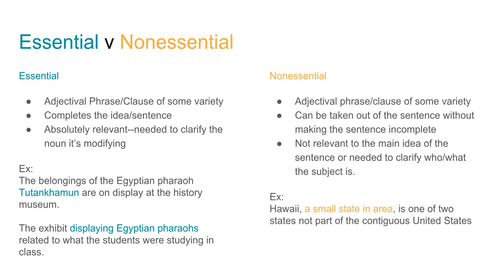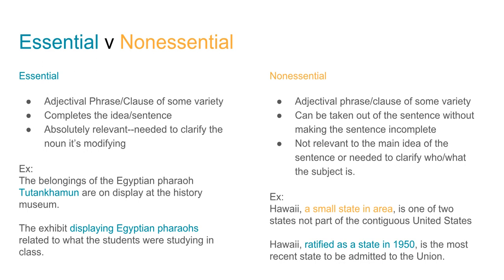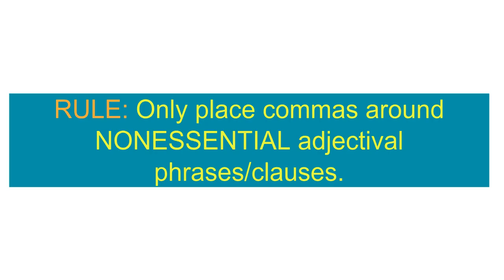So, "Hawaii, a small state in the area, is one of 2 states not part of the contiguous United States" wouldn't be any different. Hawaii is still one of 2 states not part of the contiguous United States, regardless of how big it is. Also, "Hawaii, ratified as a state in 1950, is the most recent state to be admitted to the Union." Ratified as a state in 1950 is irrelevant to when the state became admitted to the Union in terms of how recent.